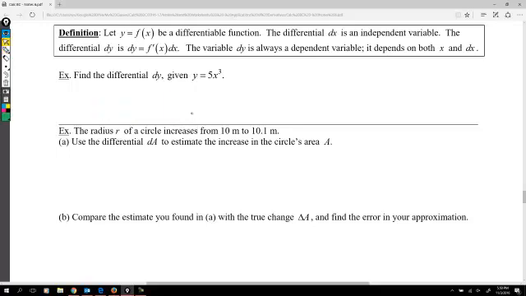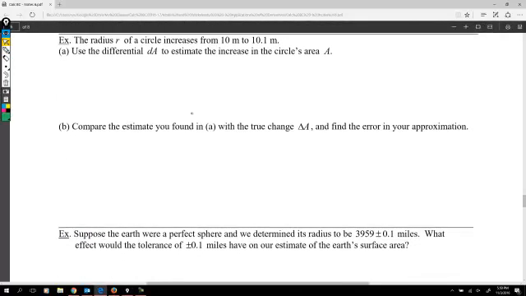Now what's cool is we can use differentials to help us with things like error analysis and just estimating change and things like that. Okay, so first question, they're saying that a circle is increasing the radius from 10 to 10.1. They want us to estimate how that's going to affect the area. Okay, so what I'm going to do is first write my area equation. Okay, now let's find the differential. So we're going to take the derivative, oops, on both sides, 2 pi r and then dr.